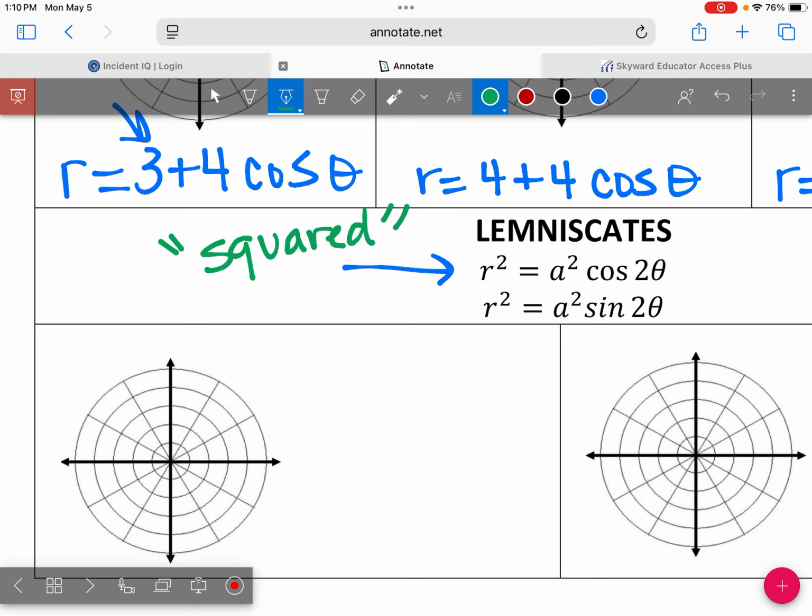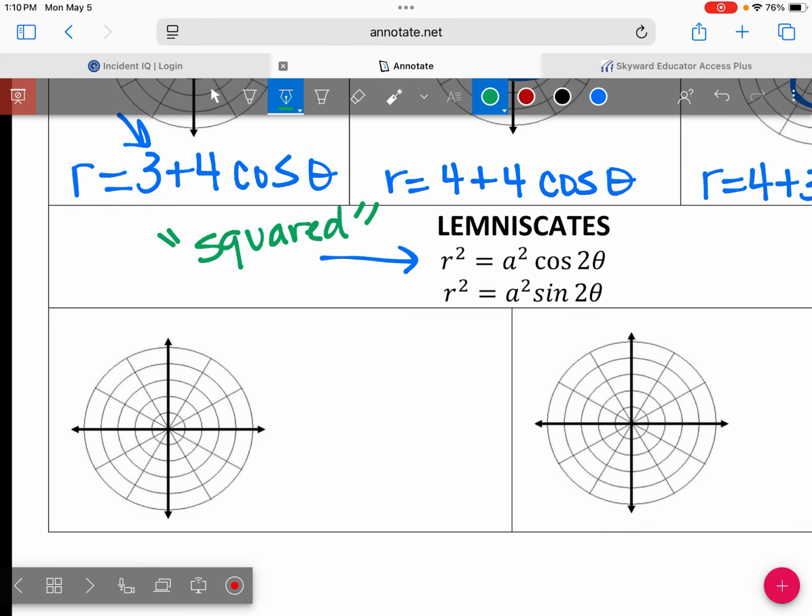And when we type it in, because it's R squared, we have to type this in under a square root. Okay, so there's two different types. If we decide to use a cosine, it's going to look something like this. So for example, if I wanted to hit the fifth ring, it would be R squared equals 5 cosine 2 theta. That would be an example of a lemniscate.